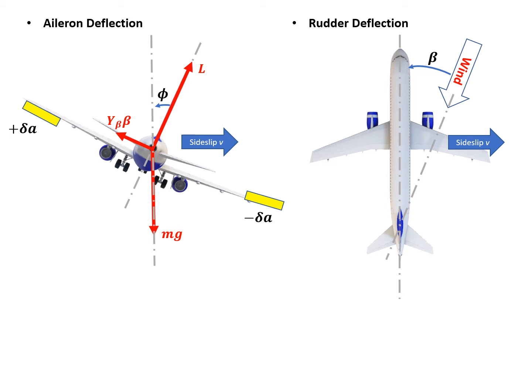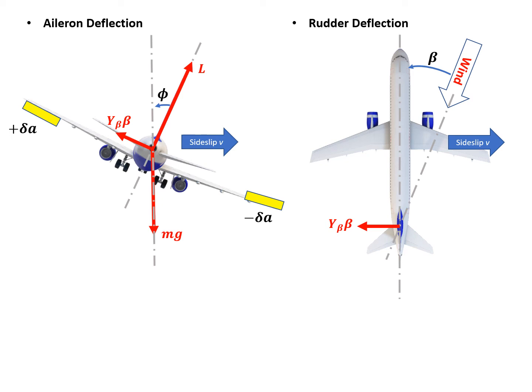So now let's move to the top view. For example, the aircraft is in a steady side slip. We have a steady side slip velocity v, indicated by the blue arrow. Since it's in a positive side slip, the wind is blowing from the top right. Then we move to the vertical tail, and it's at a positive angle of attack. In that case, there will be a side force, Y beta times beta. That's what we've indicated in the rear view.